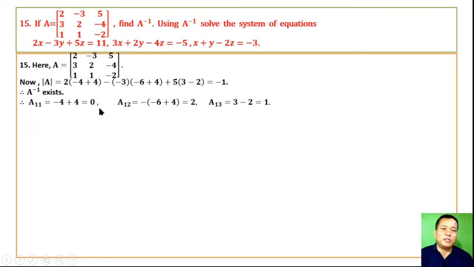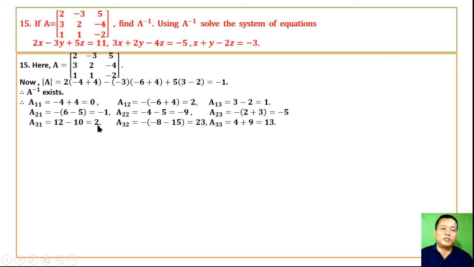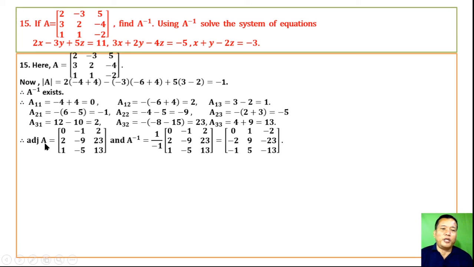Therefore, A11 is 0, A12 is 2, A13 is 1, A21 is minus 1, A22 is minus 9, A23 is minus 5, A31 is 2, A32 is 23, A33 is 13. Therefore, adjoint A is the transpose of the matrix formed by the cofactors. First row, first column, second row, second column, third row, third column. And hence A inverse is 1 by determinant A into adjoint A, this.